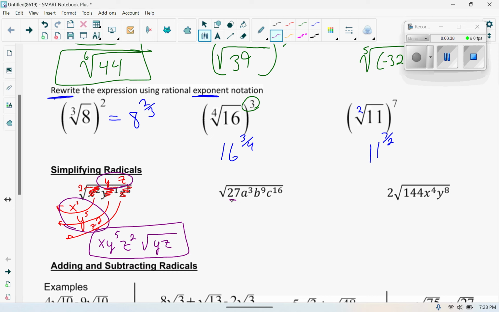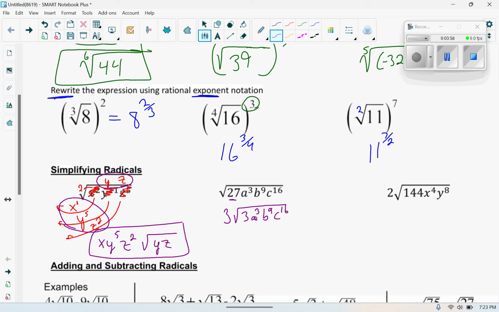Okay, notice this one has a number, a coefficient. So what I'm going to do is type it into my calculator, just worrying about the coefficient. So I'm going to type in the square root of 27. Well, the square root of 27 is 3 square root of 3. And so I'm just going to rewrite that simplified.